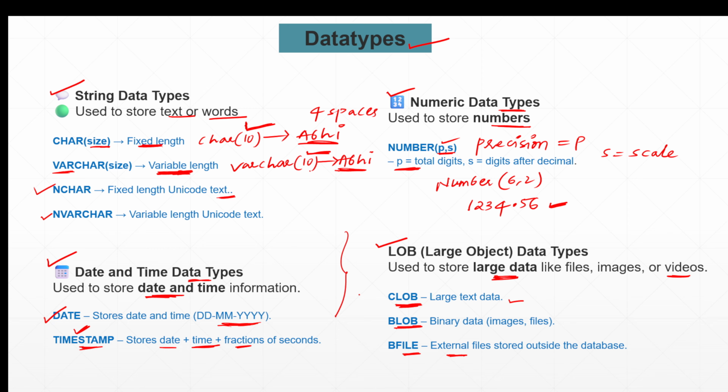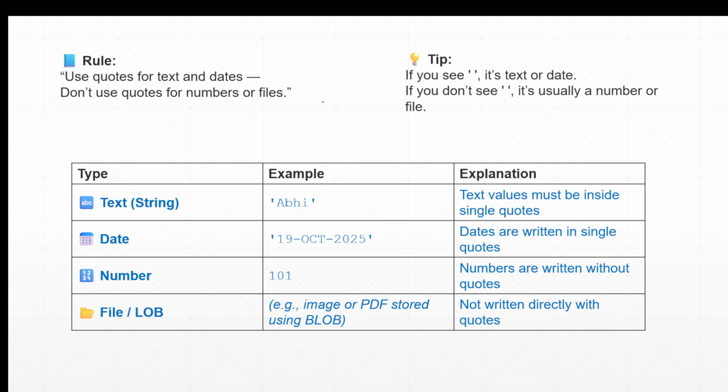To summarize, string types for text, numeric types for numbers, date types for date and time, LOB types for large files and data. So every column in Oracle must have a data type because it helps Oracle know what kind of data to store and how to handle it efficiently. So far, we have completed all the data types. Now we will see a practical example to understand all the data types clearly.